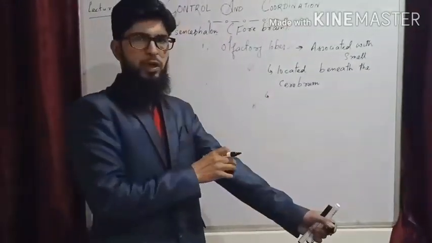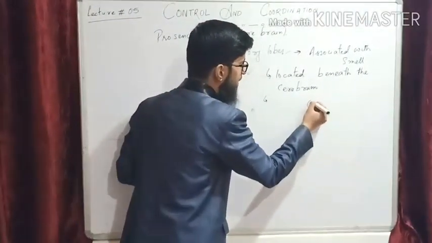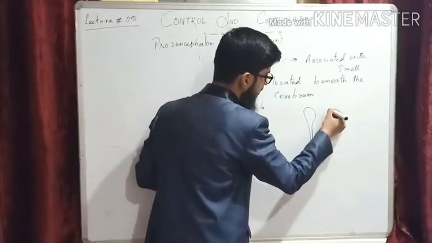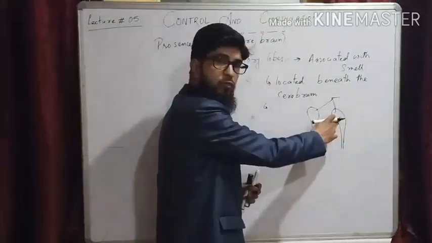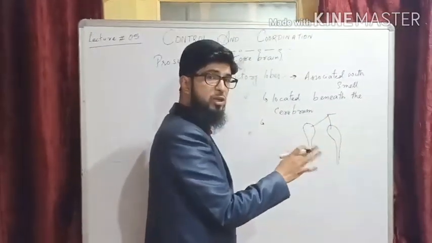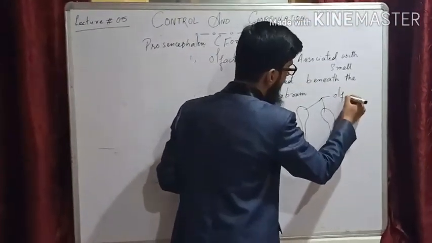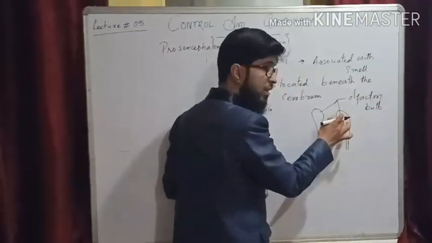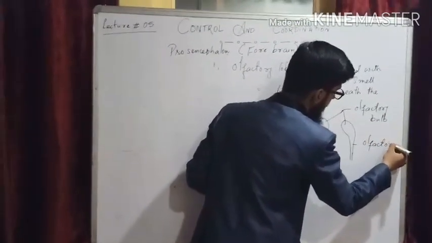Now, if we look at the structure of the olfactory lobe, how it looks, it's a pair of bodies in which there is one olfactory bulb in one olfactory lobe and another in the other. That means there is an olfactory bulb in each olfactory lobe, and every olfactory bulb is connected to the olfactory tract.